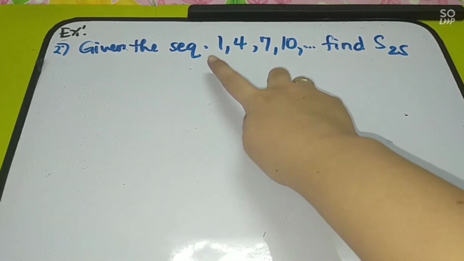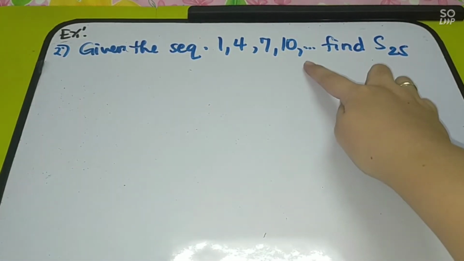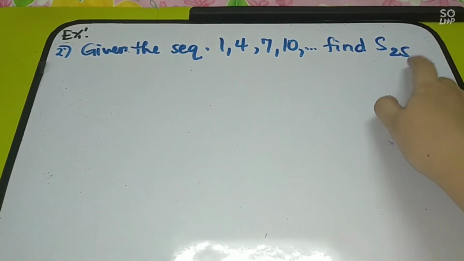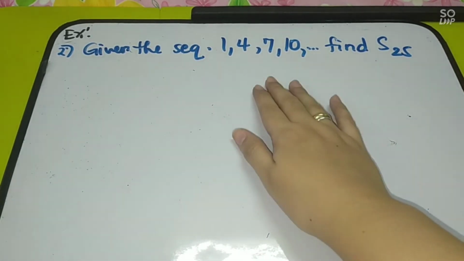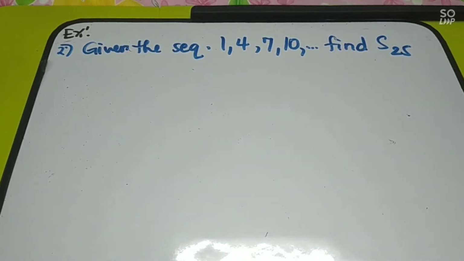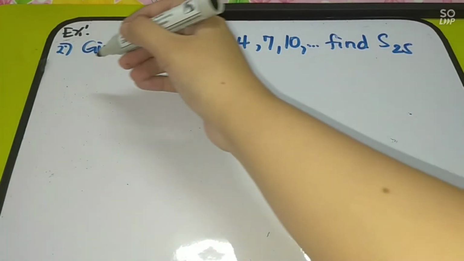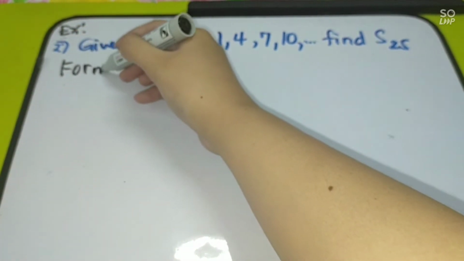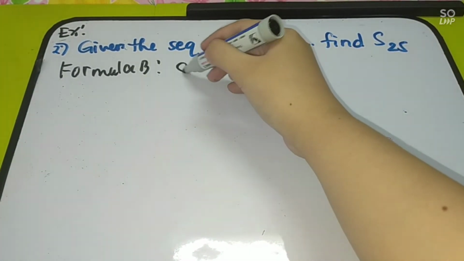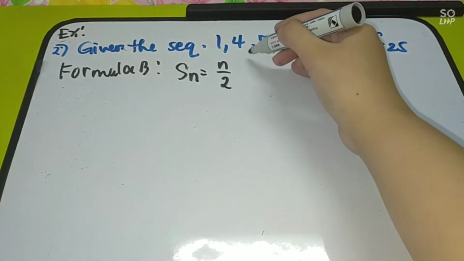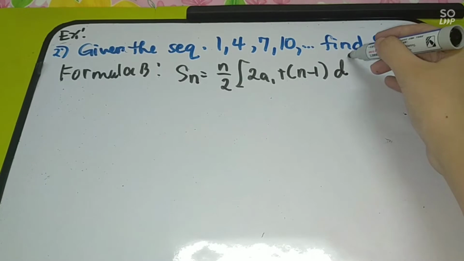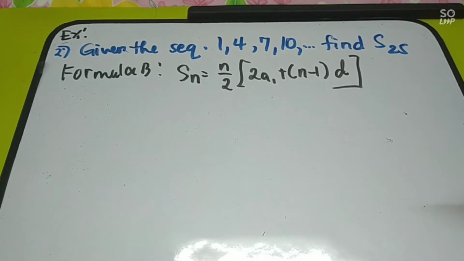Given the sequence 1, 4, 7, 10, we are going to find for S sub 25. So, dito, we didn't know the last term. Okay? So, paano mo kukuhanin ngayon kung wala kang last term? So, syempre, ang gagamitin mo ay si situation letter B. So, si formula B ang gagamitin mo. Formula B. So, sino nga ba si formula B? So, that is S sub n is equals to n over 2 multiplied by 2a sub 1 plus quantity n minus 1 times d. So, ito yung pinaka-appropriate para hindi mo kuhanin si last term.